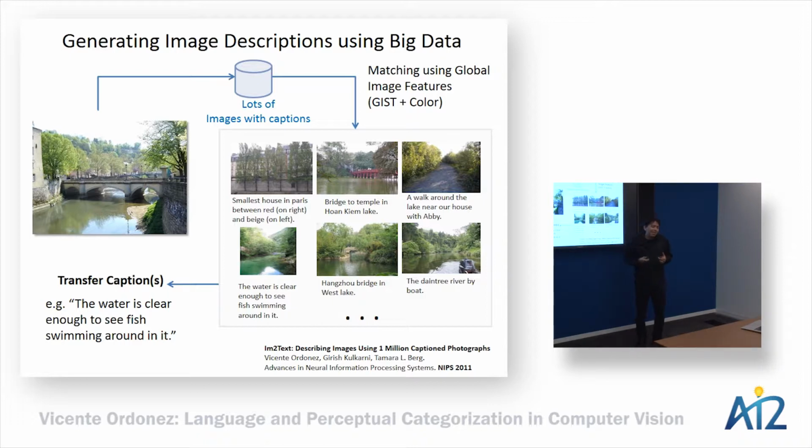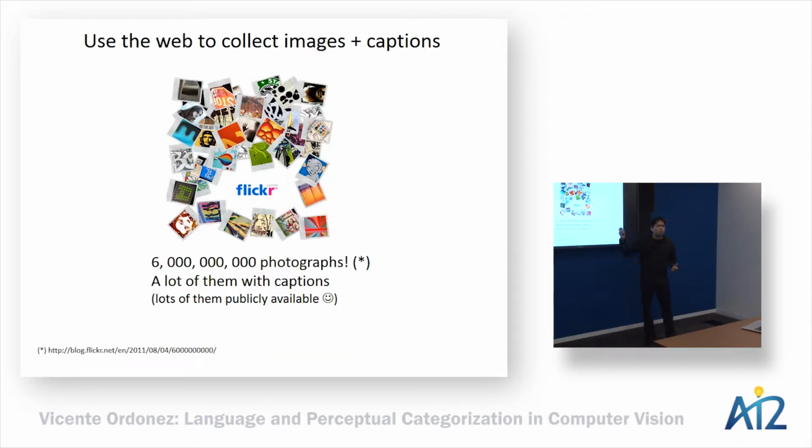But the problem is that that could turn out to be very expensive, because we need images with descriptions in a very large amount, perhaps millions. So we thought, why don't we use just the images that are already out there on the web and that already have descriptions? People upload images on the internet and they write sometimes very detailed descriptions.